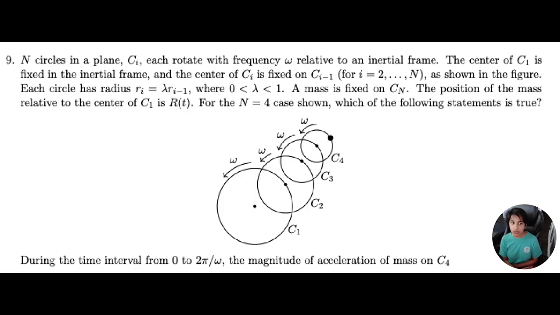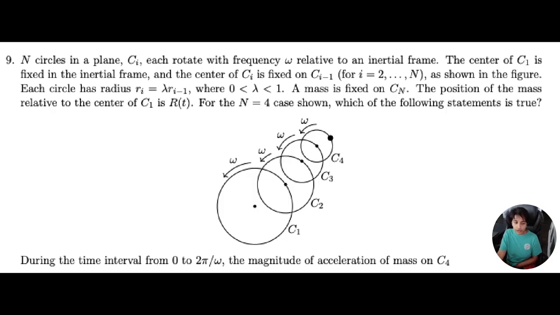Each circle has a radius Ri equals lambda times Ri minus 1, where 0 is less than lambda is less than 1. A mass is fixed on Cn. The position of the mass relative to the center of C1 is R of t. For the n equals 4 case shown, which of the following statements is true?